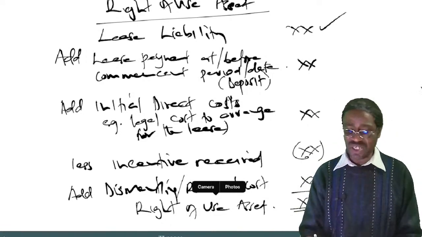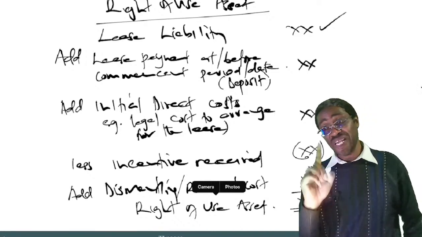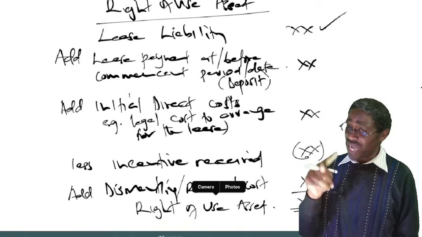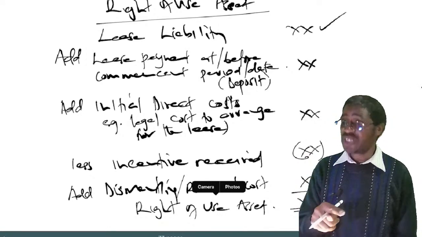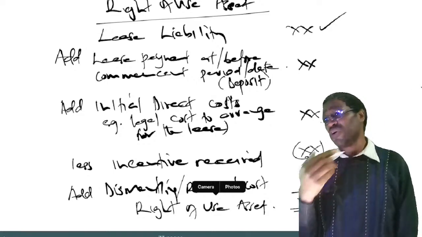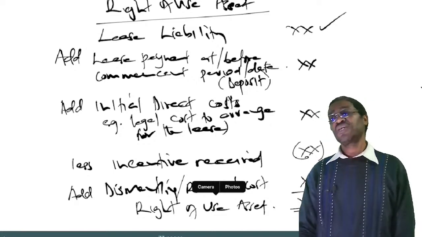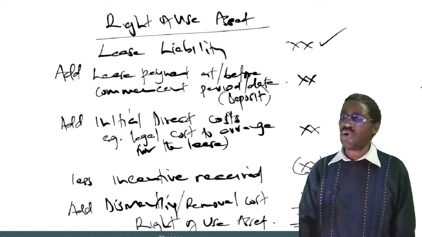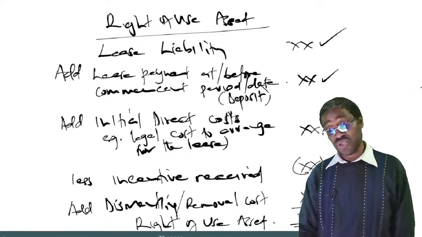One of the things that you may add is what we have called the lease payments at or before the commencement of the lease period, like a deposit maybe, or maybe it was a first installment you are paying in advance. That one should not be discounted. So you add it because it will still cost you.